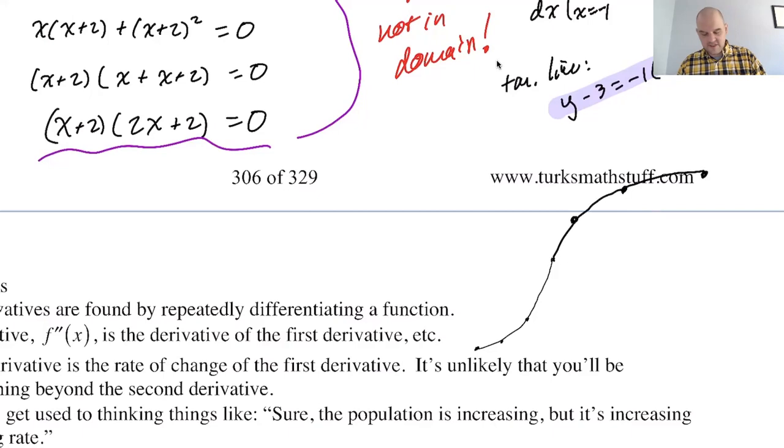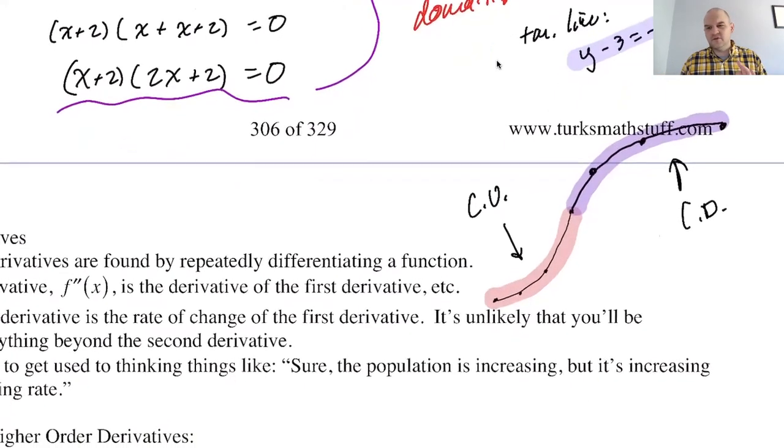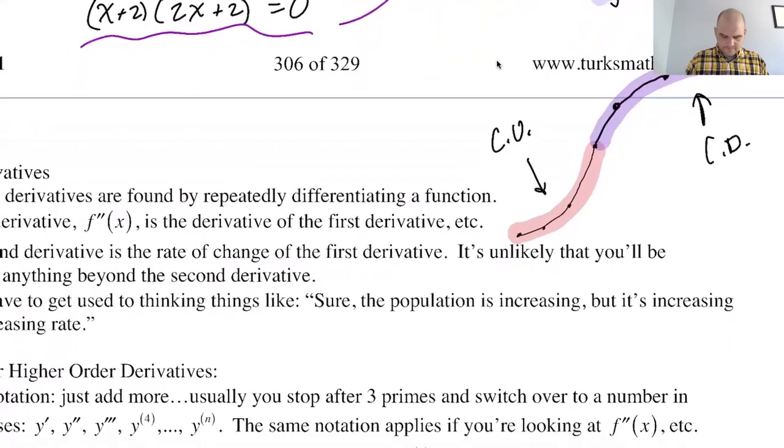Increasing at an increasing rate, concave up. Let me highlight the part that's concave up. Let's go with this. Concave up, increasing at an increasing rate. Then it switches to concave down, where it's increasing, but at a decreasing rate. So this is an application of the second derivative. Higher order derivatives have these kinds of applications. The second derivative is really the only one that you'll be talking about the applications of.